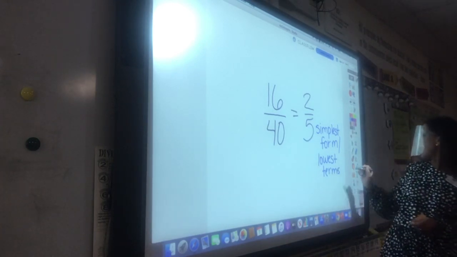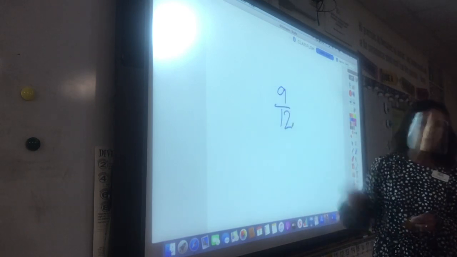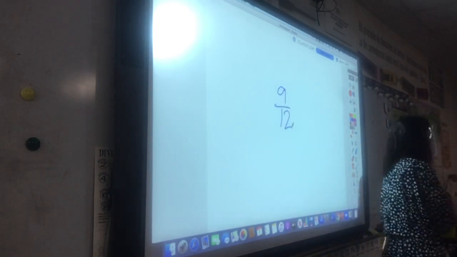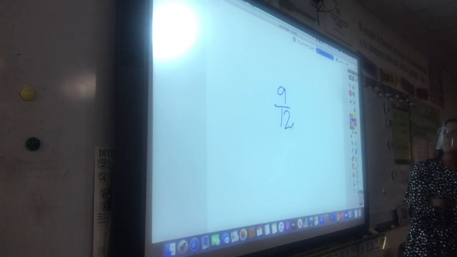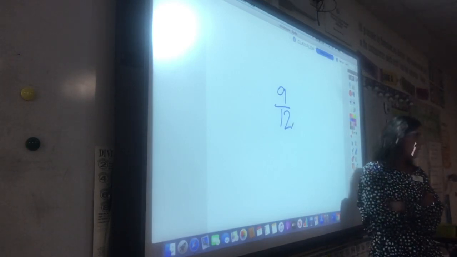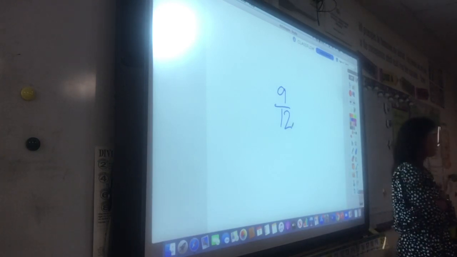Okay, so write 9/12 on your whiteboard. 9/12. Okay, we want to get that in simplest form. And so again, we need to think about what's the biggest thing that goes into both 9 and 12 evenly. What is the biggest factor that they have in common?